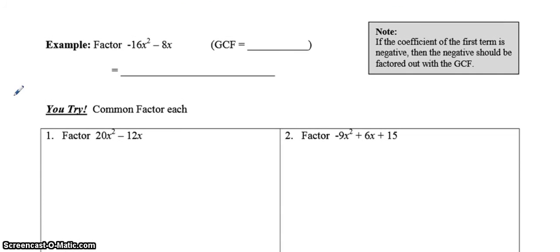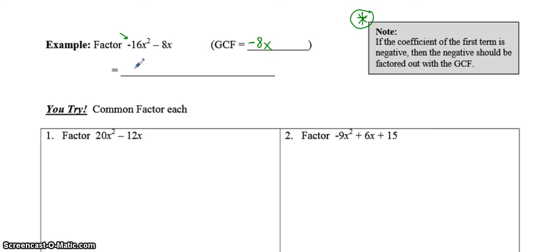Let's try one more together. Negative 16x squared minus 8x. What is the biggest number that divides into 16 and 8? That number is 8. However, please note that if the coefficient of the first term is negative, then the negative should be factored out with the greatest common factor. You will lose marks if it is not. So because that leading coefficient is negative, you have to put the negative with the greatest common factor. Both terms have an x, but the lowest exponent is 1, so there is an x in the greatest common factor.